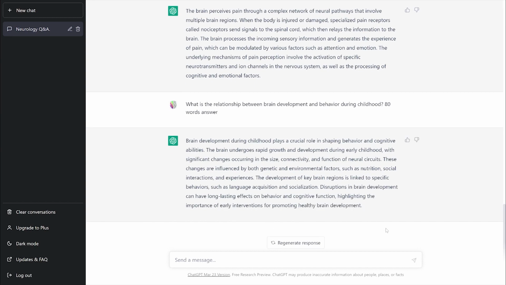Okay, it says brain development during childhood plays a crucial role in shaping behavior and cognitive abilities. The brain undergoes rapid growth and development during early childhood, with significant changes occurring in the size, connectivity, and function of neural circuits. These changes are influenced by both genetic and environmental factors, such as nutrition, social interactions, and experiences. The development of key brain regions is linked to specific behaviors, such as language and socialization. Disruptions in brain development can have long-lasting effects on behavior and cognitive function, highlighting the importance of early intervention for promoting healthy brain development.